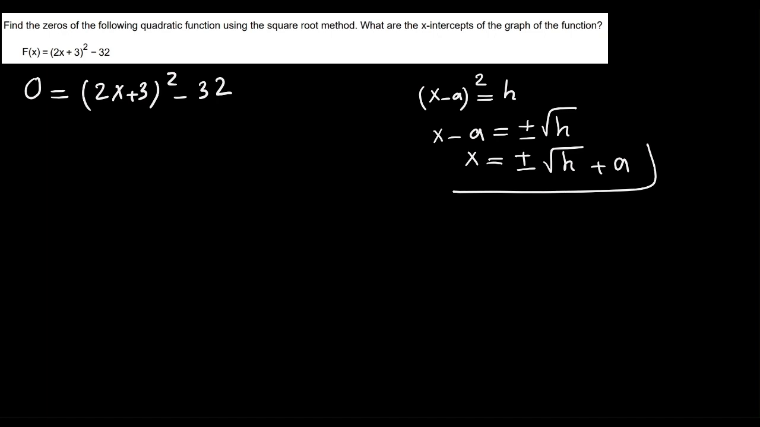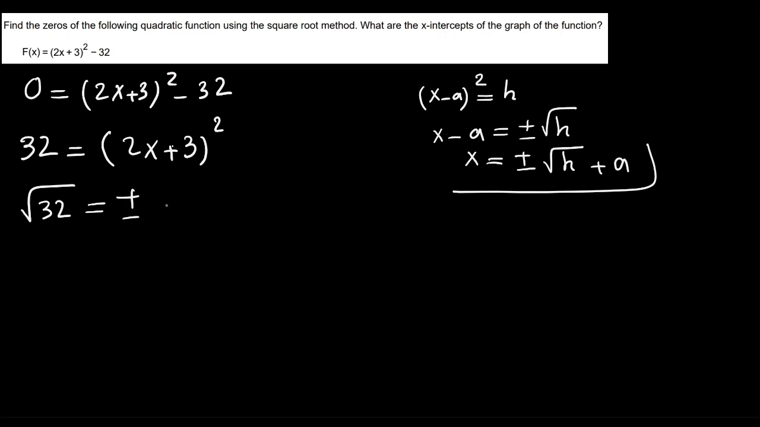Here, to use the square root method, I keep the square term on one side, so we add 32 to both sides. 32 is the square of 2x plus 3. The next step is to get rid of the square, so we can take a square root from both sides. The square root of 32, and on the right-hand side we take the square root of the square of 2x plus 3, which is positive and negative 2x plus 3. I prefer to put the positive and negative sign here because it's easier to deal with.